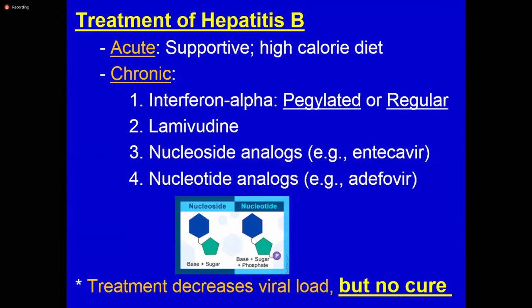Treatment for acute hepatitis B is supportive. We usually give a high-calorie diet containing carbohydrate and sugars, etc. For chronic infection, interferon alpha is used.